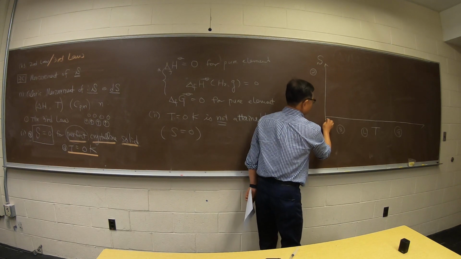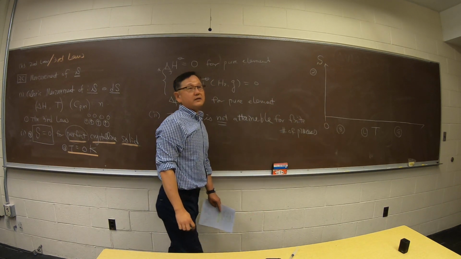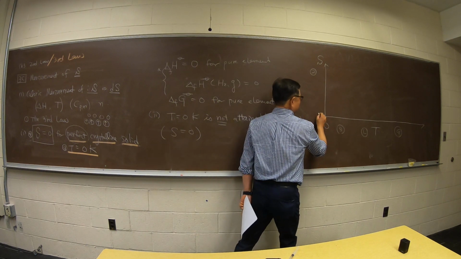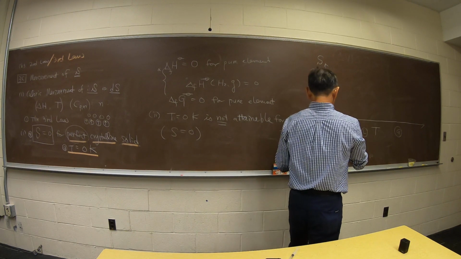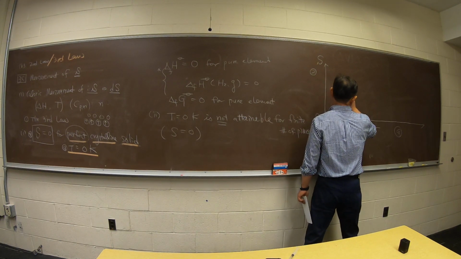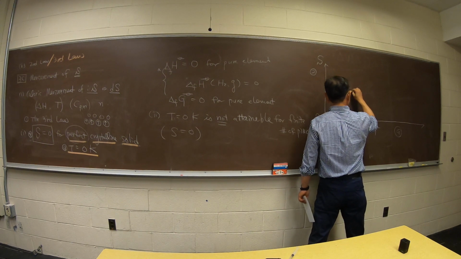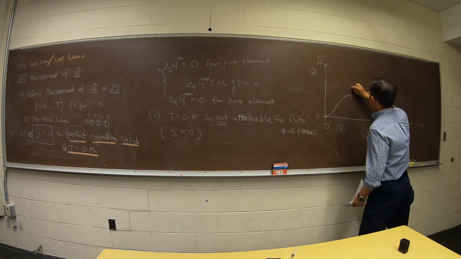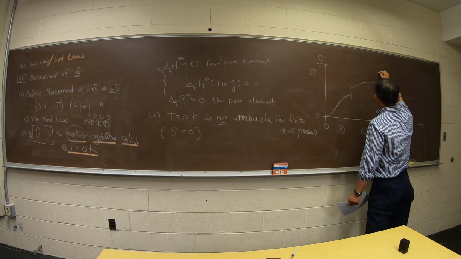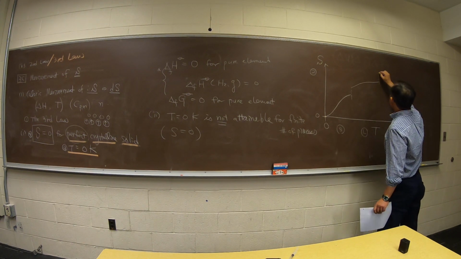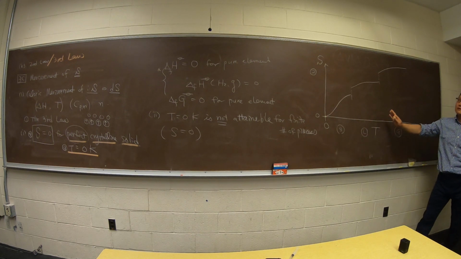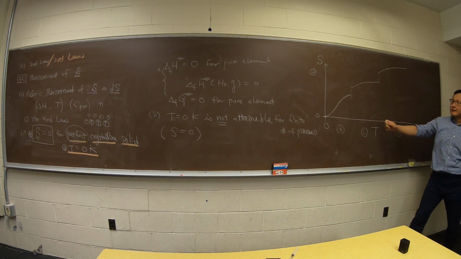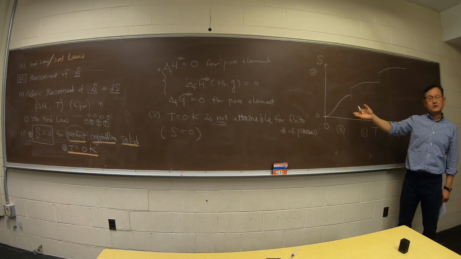Although it's not attainable, let's say 0 Kelvin is right there, and so your entropy is supposed to be 0 here. That's your starting point, and then it's going to go up. That's the sort of diagram where you can see entropy at different temperatures. As you increase from 0 Kelvin, entropy goes up because things become more disordered.